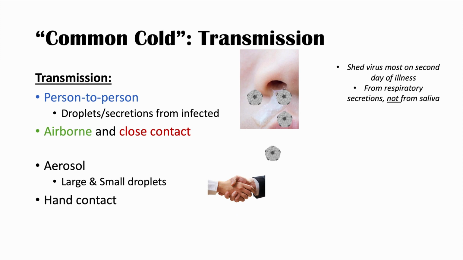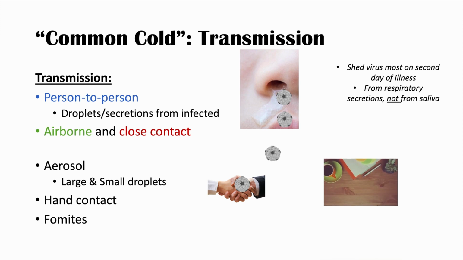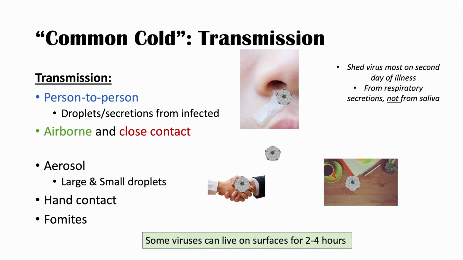and it can get onto hands. So we can transmit the virus through hand contact. And then we can transmit it through fomites. So fomites are indirect objects like tables and desks and chairs. So an individual who touches their runny nose and touches a table can leave the virus on the table, and that virus can last there for hours. It's estimated that the viruses can survive on surfaces for 2 to 4 hours.